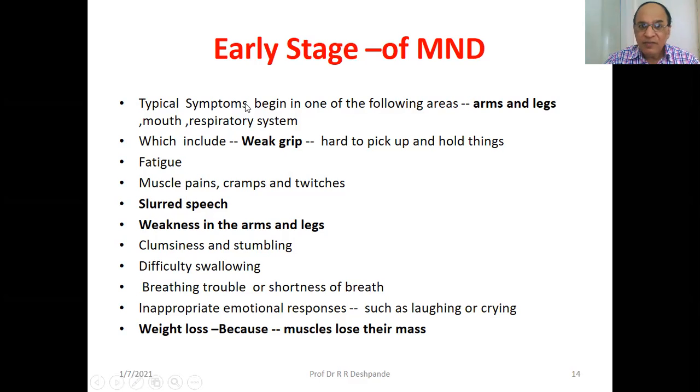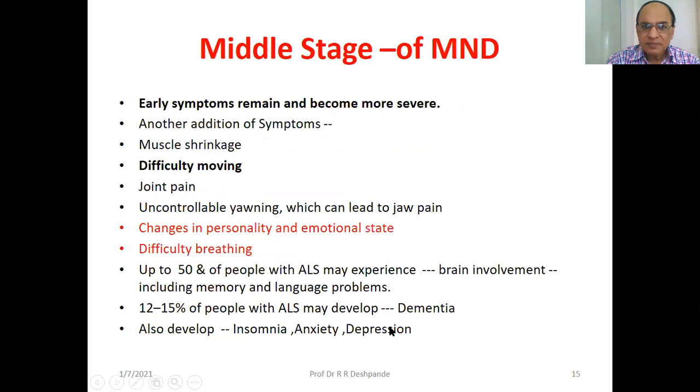Can you understand? Weakness in the arms and legs, clumsiness and stumbling, difficulty in swallowing, breathing trouble or shortness of breath, inappropriate emotional responses, such as cannot laugh because of weakness of the muscles, cannot cry, facial muscle weakness, weight loss because muscle tone loses its mass. Then the next stage of the MND, early symptoms remain and become more severe.